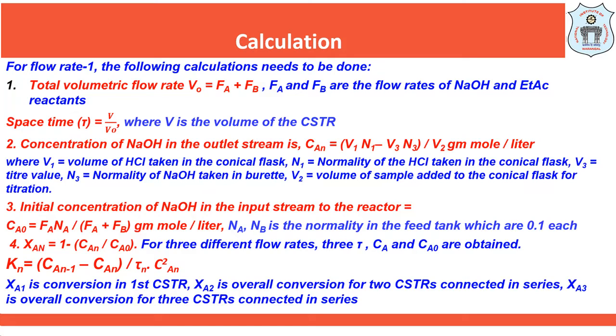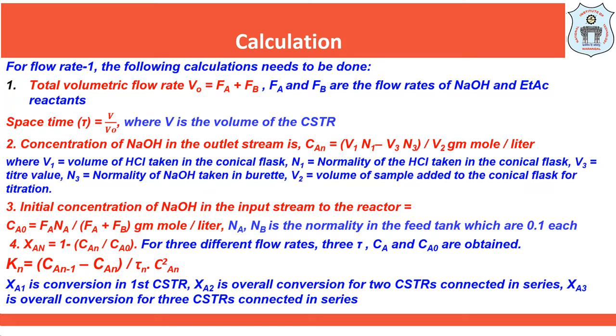Okay, because here we have 3 CSTRs connected in series, whatever is the XA3 value, that is the conversion from the third reactor, is the overall conversion of the 3 CSTRs connected in series. Okay, we know the formula for conversion, right? XA equal to 1 minus CA by CA0.